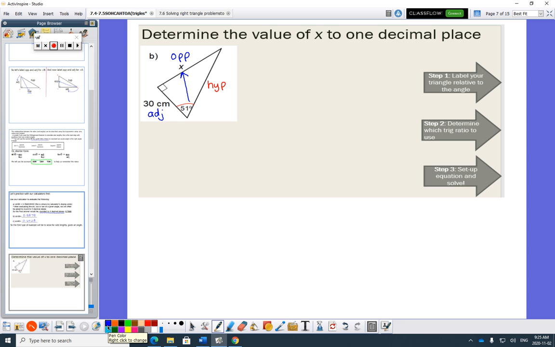In this question, determine the value of x. It says 1 decimal place. Okay, so make sure you read that. Do I even care what the hypotenuse is? No. Okay, so unlike grade 9 where you had to have all 3 side lengths, you don't this time. So now we are looking for opposite, that's our x, and we have adjacent. So opposite and adjacent, what ratio am I going to use? Tan, yay.